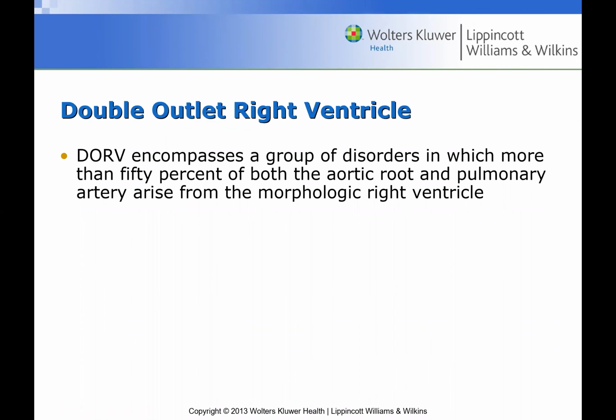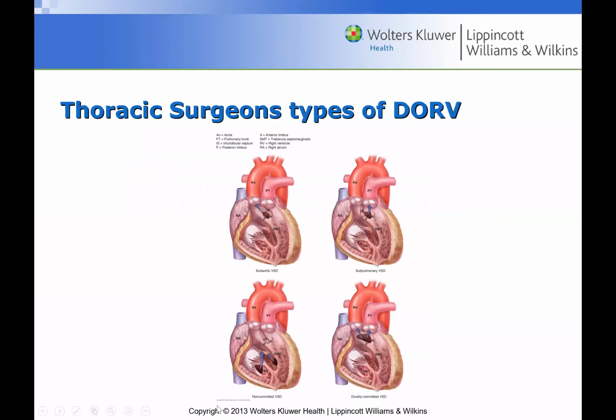Double outlet right ventricle encompasses a group of disorders in which more than 50% of both the aortic root and the pulmonary artery arise from the right ventricle. So it looks like both outflow tracts are coming from the right ventricle. Here's some images of this. You don't have to be a thoracic surgeon and know all of these. You just need to know what it is.